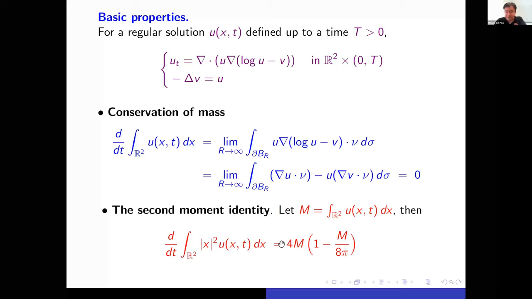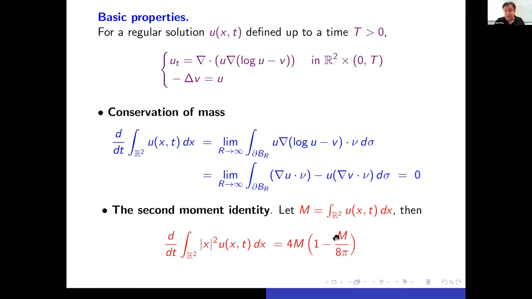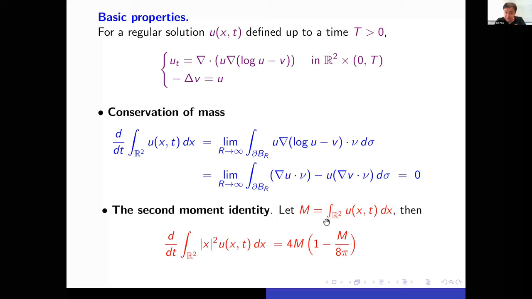Just to mention what happens in the heat equation is similar, except that this term M over 8 pi is not present. So you just see 4M, which means that the second moment, which is a measure of the dispersion of the population in the plane, is growing, and it's growing linearly. And in fact, it is proportional to the total mass.